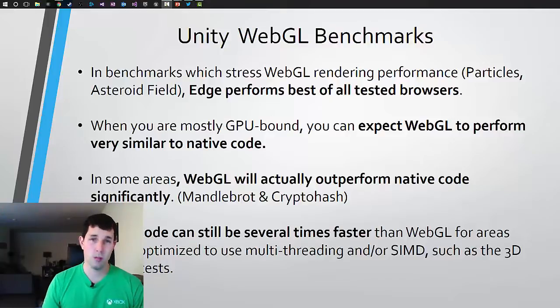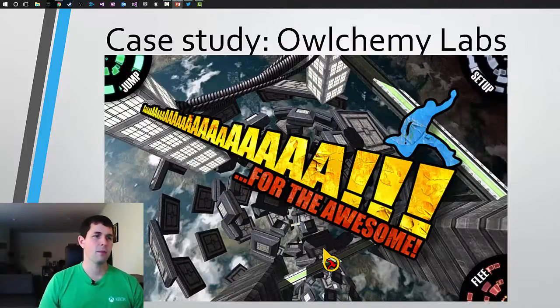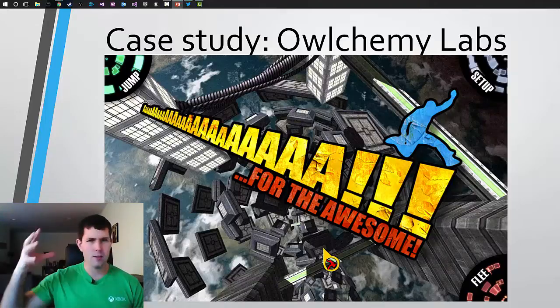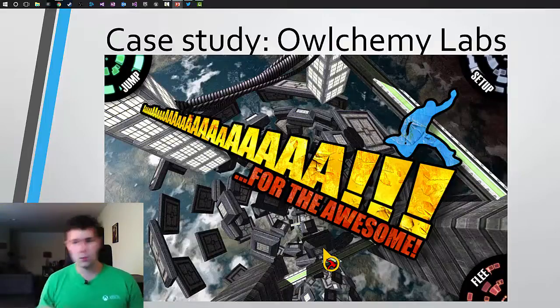So with some of the Unity WebGL benchmarks out of the way, let's take a look at a case study. Owlchemy Labs, a developer from the Boston area, created a game called For the Awesome, where essentially you are a character who's kind of skydiving through this debris and wreckage and falling through it and having to manipulate your character as you avoid these obstacles. So it was created in Unity, but they decided to be one of the first developers, if not the first, to port it to WebGL and did a great job of showcasing their experience.